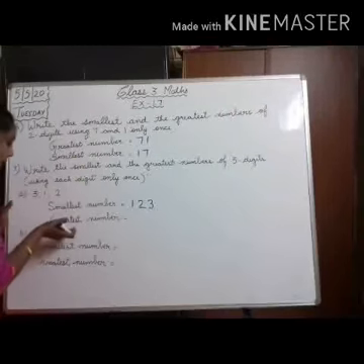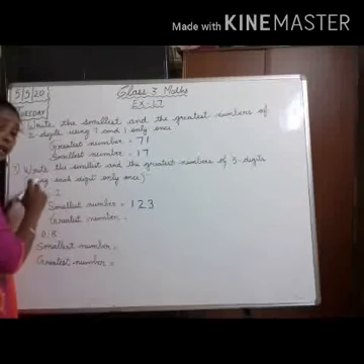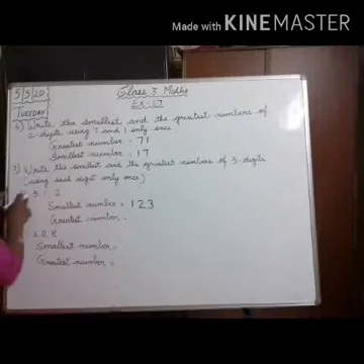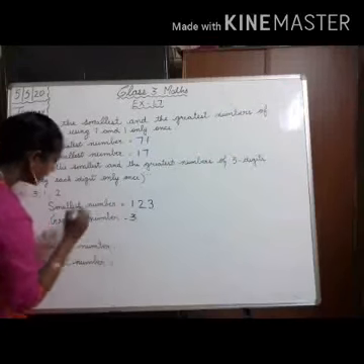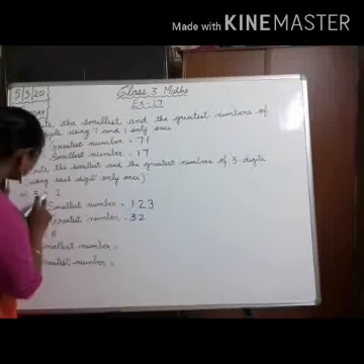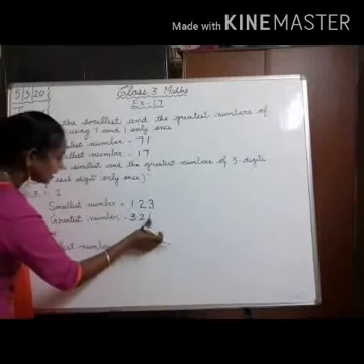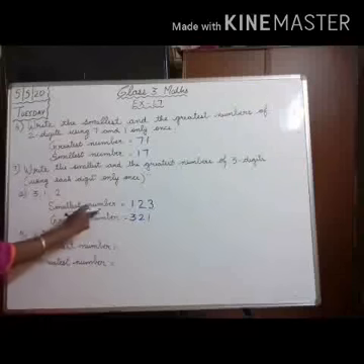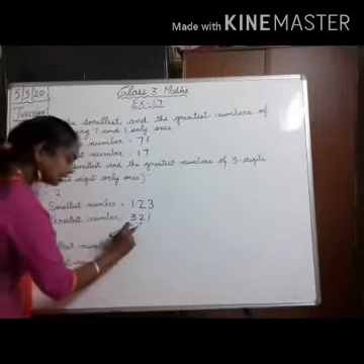Now we have to find the greatest number. Greatest number means we have to arrange the numbers in descending order. Descending means big to small. Which is the biggest number here? 3. Next, 2. Then the next biggest number is 1. So 321 is the greatest number here. Smallest number is 123, greatest number is 321.